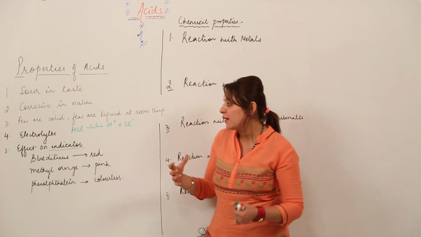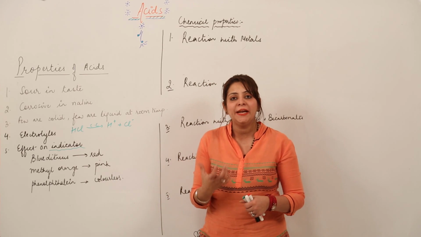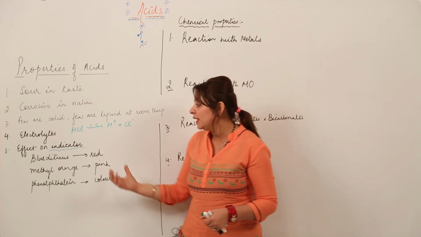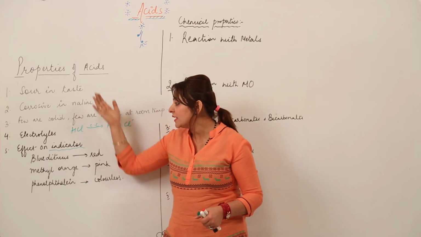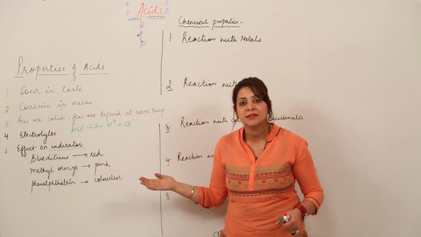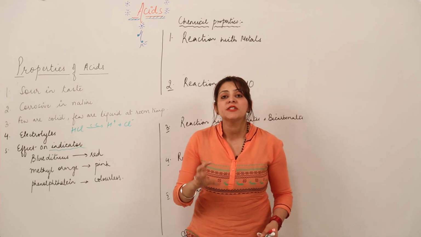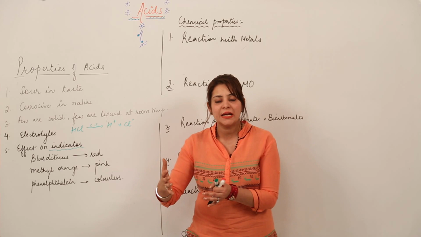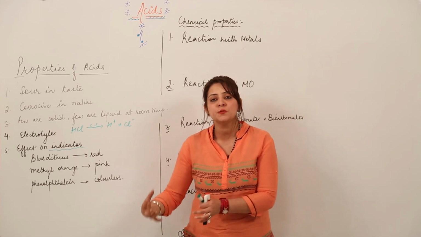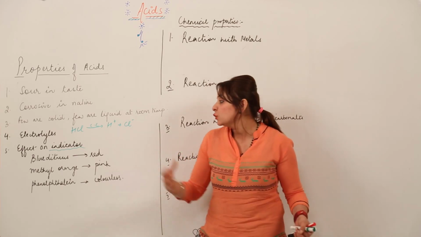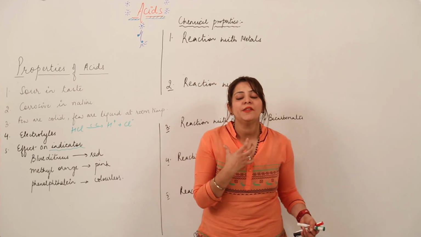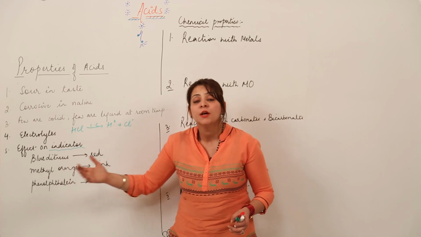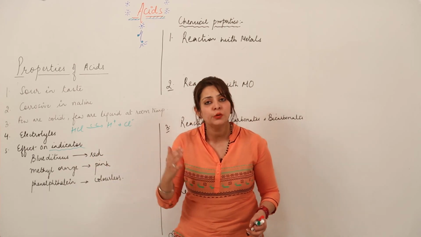So here I have a few indicators that will explain the effect of acids on them. Like we have litmus. The acid turns blue litmus red. See, the original color of litmus is purple, but when it is used in the lab, it is used in two classes, or you can say two colors. We have blue litmus and red litmus. So acids do not show any effect on red litmus, but they do show an effect on blue litmus. What effect? They turn blue litmus red.